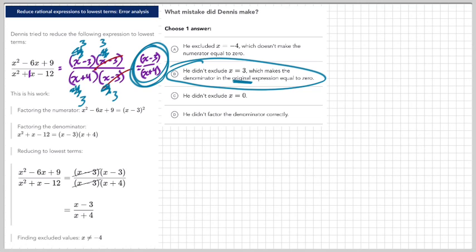All right, so that's a quick explanation or modeling of how you would simplify this big, nasty, ugly dude.